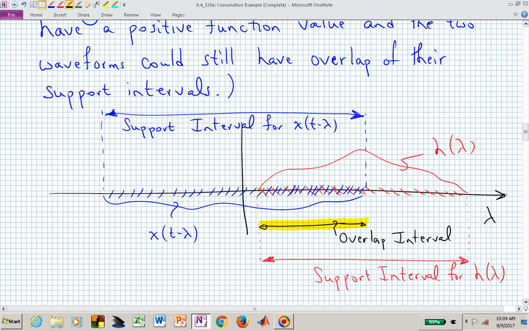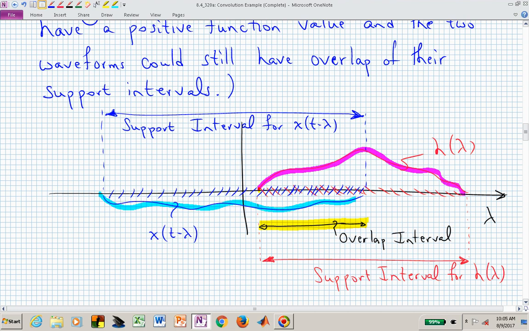Here I've tried to illustrate that in this diagram. X of t minus lambda, I'm now showing it going from a negative value up into the positive values of lambda, and I've tried to hash that from top right to bottom left on the lambda axis. And this is now the waveform. That's x of t minus lambda. H is this functional shape.